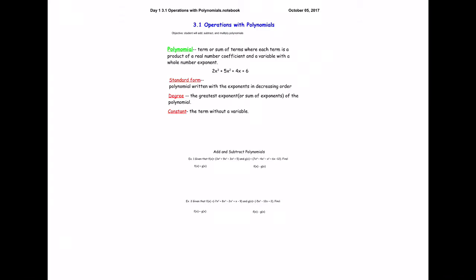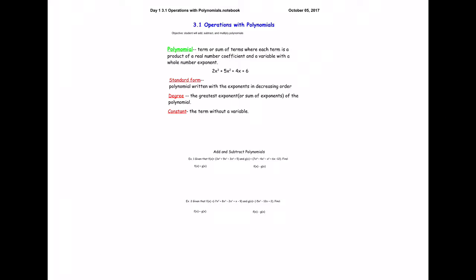Standard form is when a polynomial is written with the exponents in decreasing order. The degree is the greatest exponent or the sum of the exponents of the polynomial. And a constant is a term without a variable. So let's take a look at example 1.